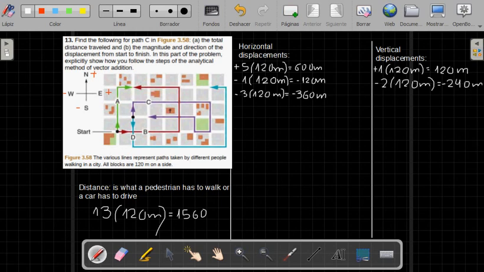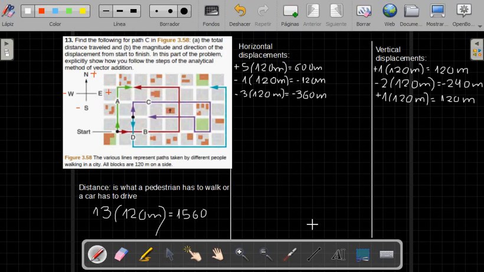Finally, we have another vertical displacement, and it's right here. It's just 1 block, and it's moving to the north in this part. So it's going to be considered as positive. Positive 1 multiplied by 120 meters. The answer, 120 meters. There we have it.